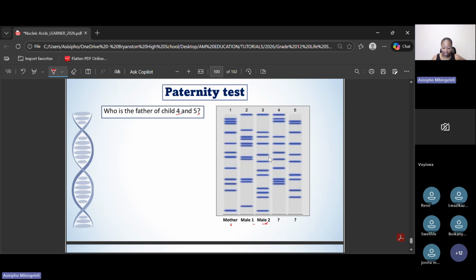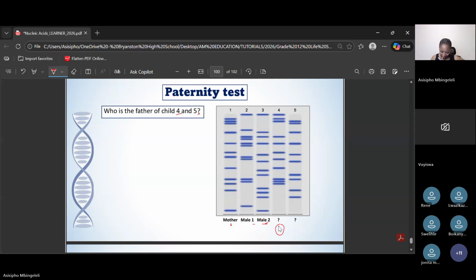Okay, who's the father for child number 4? Is it male 1 or male 2? It's not male 2. It should be male 1.